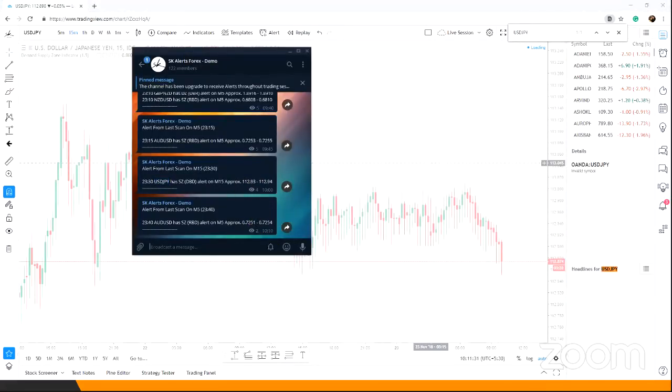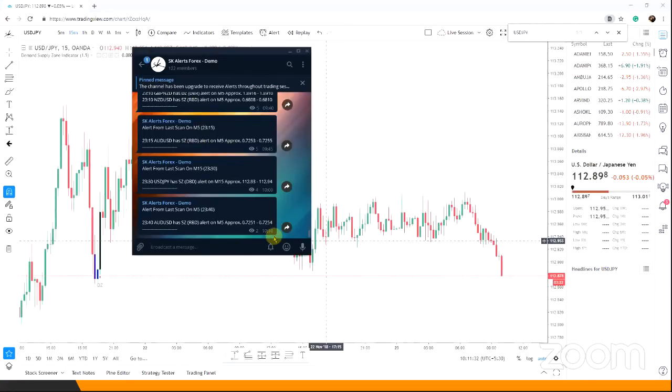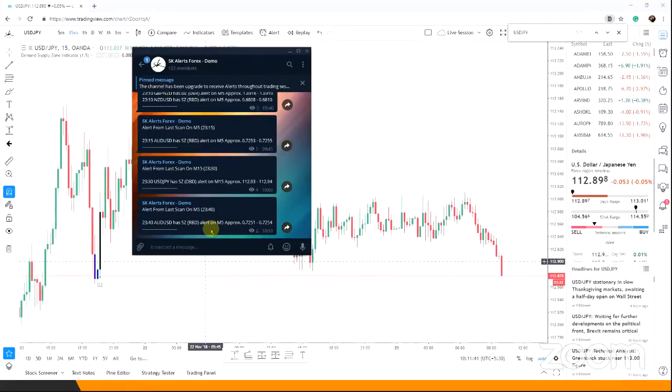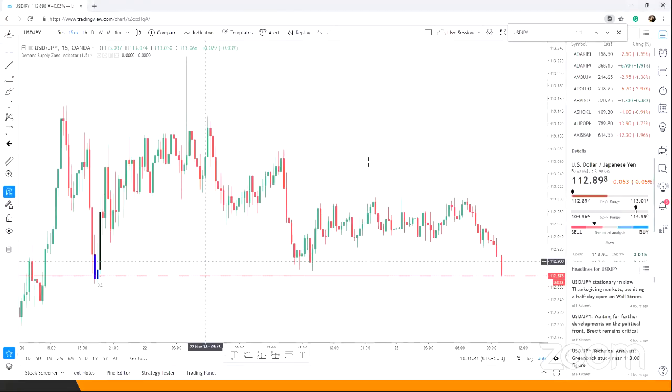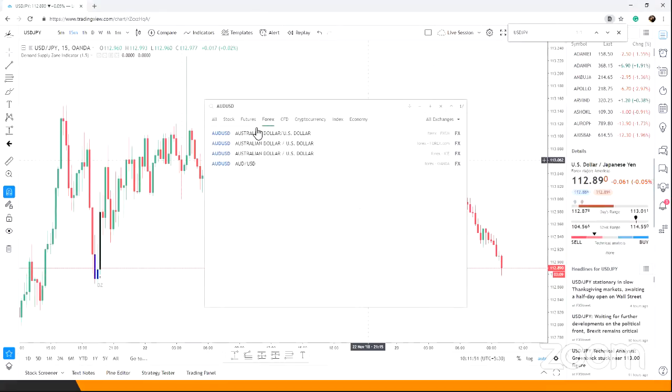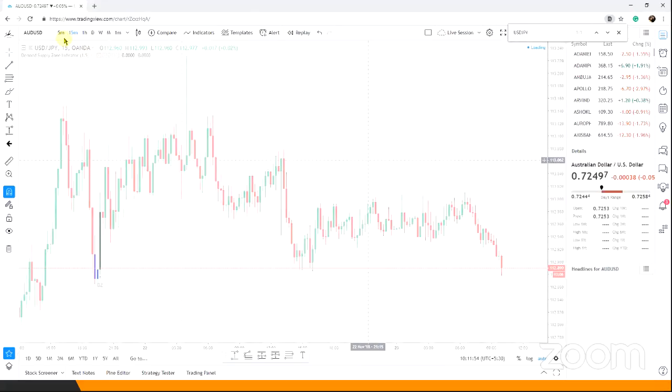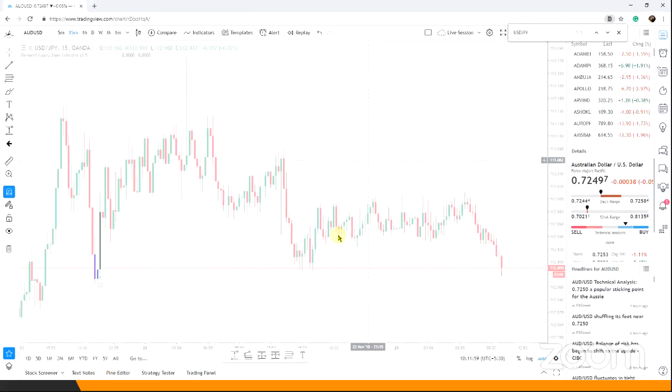Can you see, we just now got another alert at 10:10. We had an alert at 10 o'clock, and now we just had an alert at 10:10. It's on a 5 minute chart on Aussie USD. So let's check Aussie USD. This is an alert on the 5 minute chart, so let's check that. Let's go to 5 minutes.